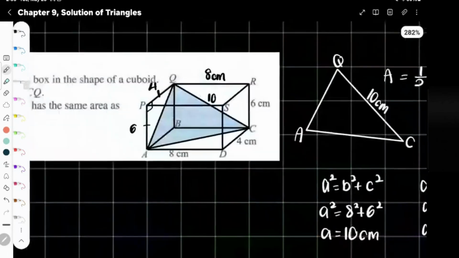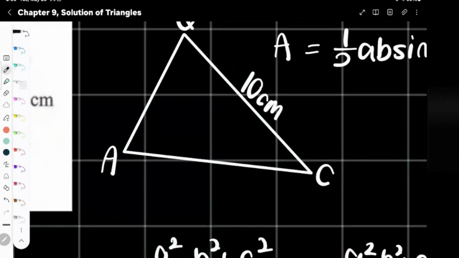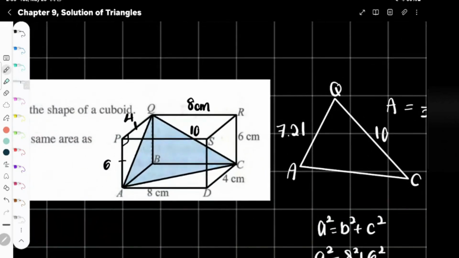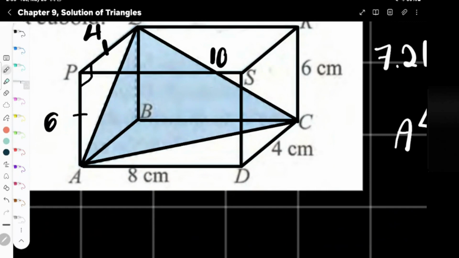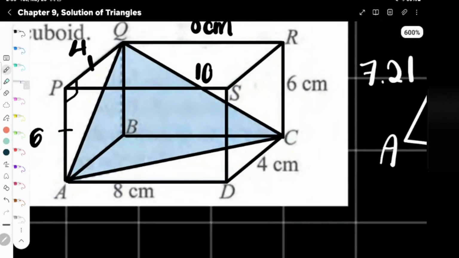Now, where did you find this? We find this here, right? So it is this part here. So 7.21. Okay, 7.21. Now, do we know any more information? Let's see here. Yeah, we can technically find the angle here, right? We can technically find the angle. Yeah, let's try finding the angle. So, sorry, I mean the distance here.